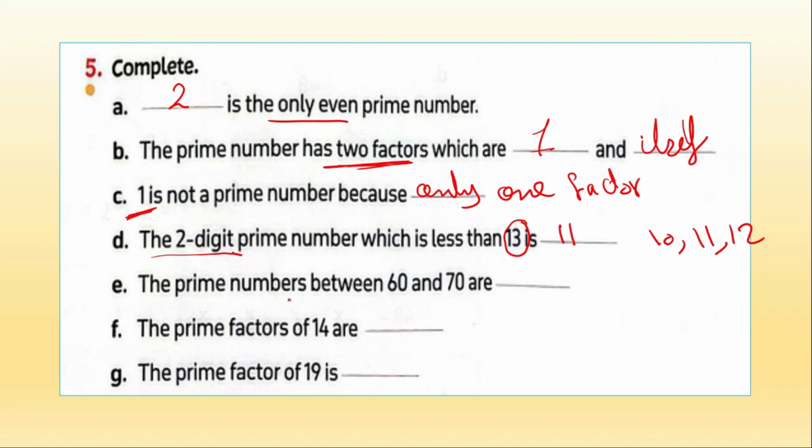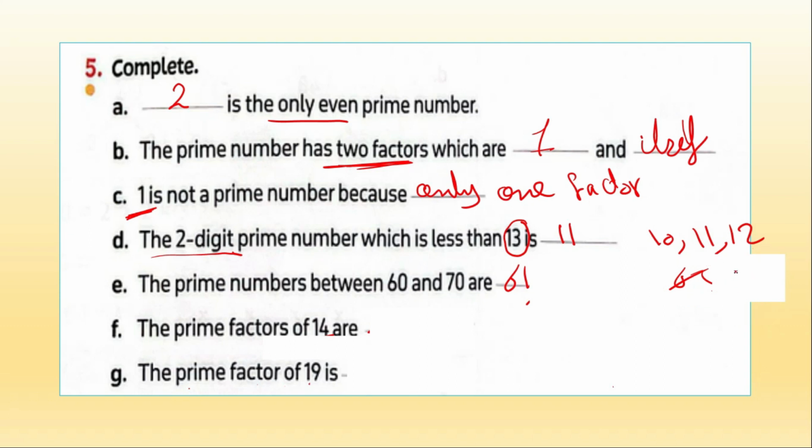The prime numbers between 60 and 70. Count after 60 to find the primes. After 60, 61. 61 is a prime. Is 62 a prime? No. 62 is not prime because the one's digit 2 is even, so the number is not prime, it is a composite number. Okay, the next number, 63. In the timetable, 7 times 9, 63. So 63 has more factors.